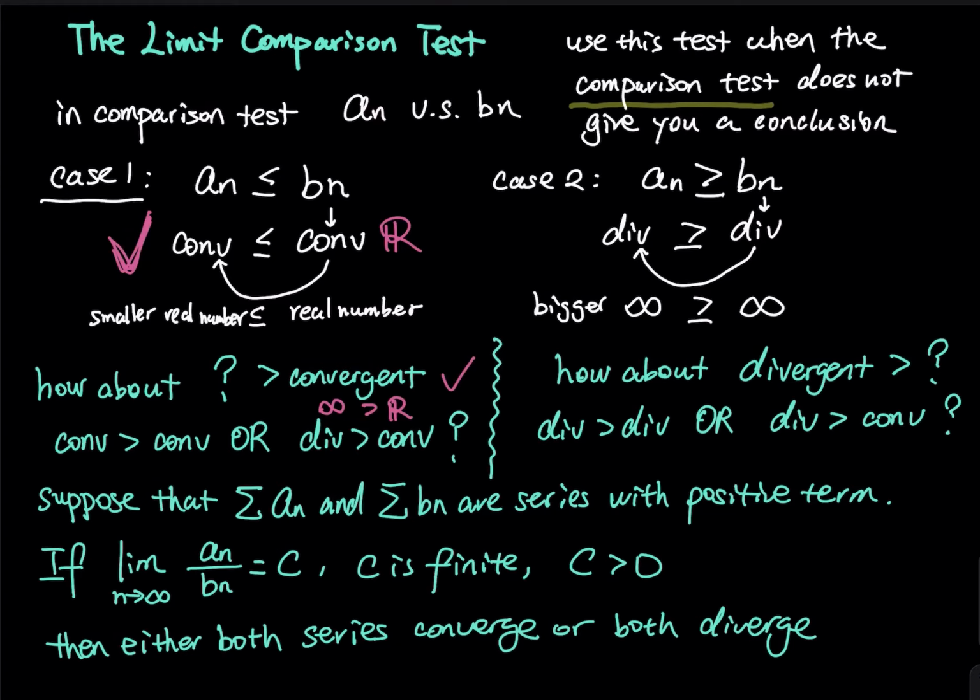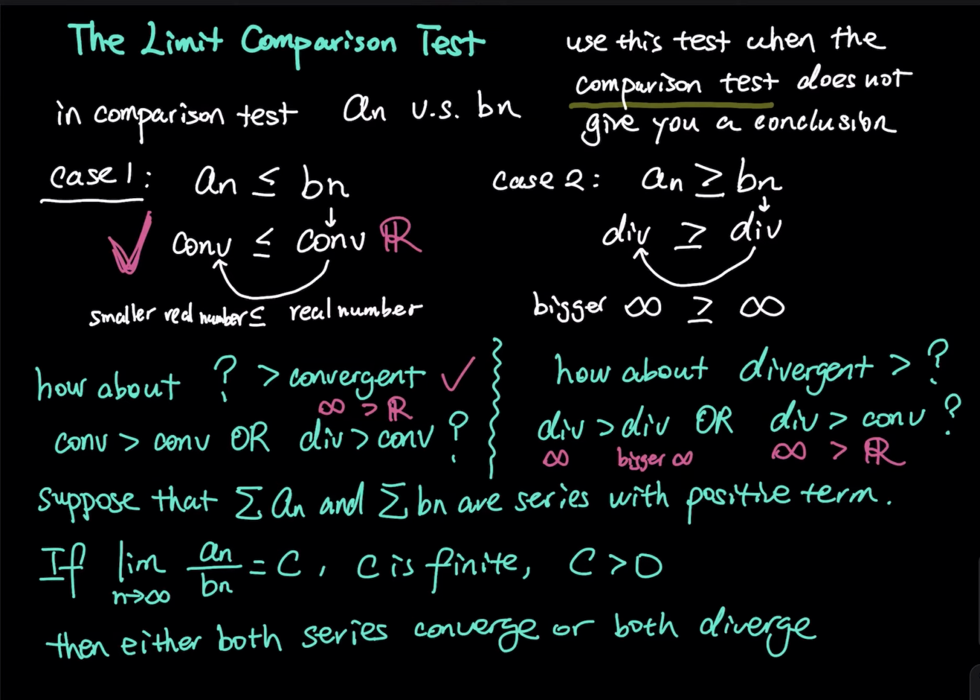There are two cases. Divergent is greater than divergent. So you have an infinity, you already know this, that is greater than a bigger infinity. Or you already have an infinity that is greater than a real number. Which one applies to the problem? We don't know. So that's why we have to use the limit comparison test.